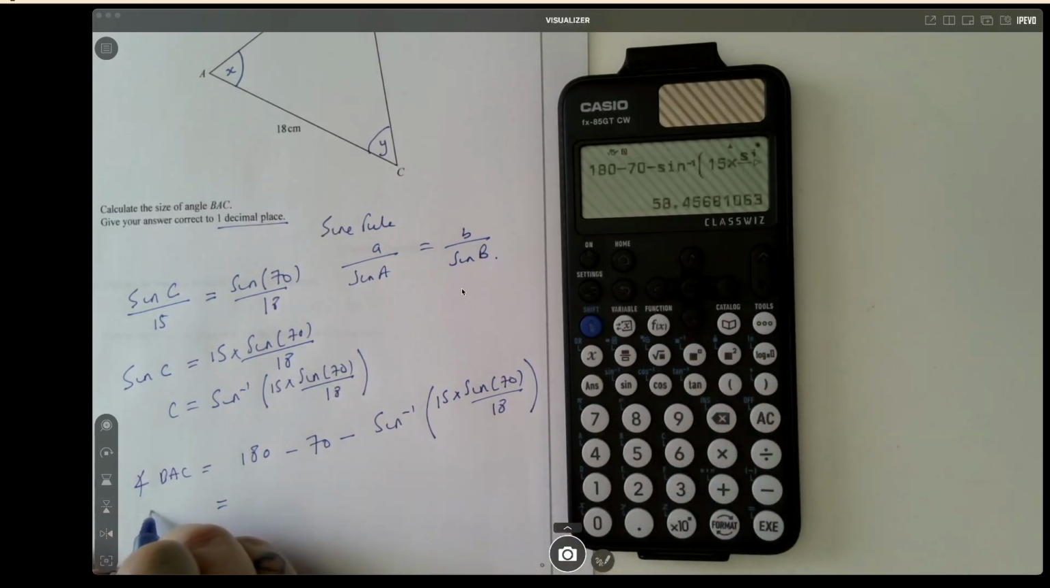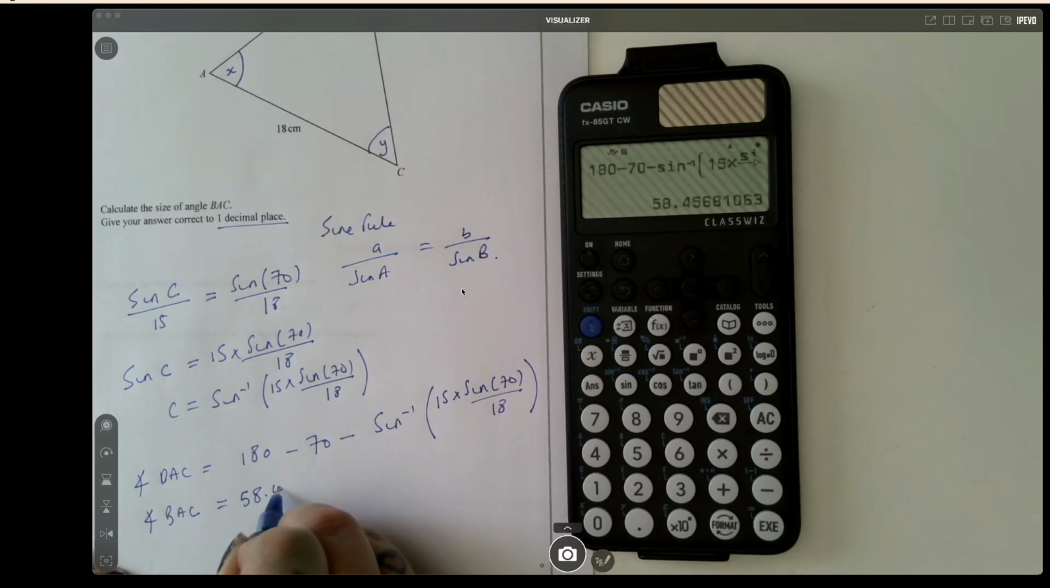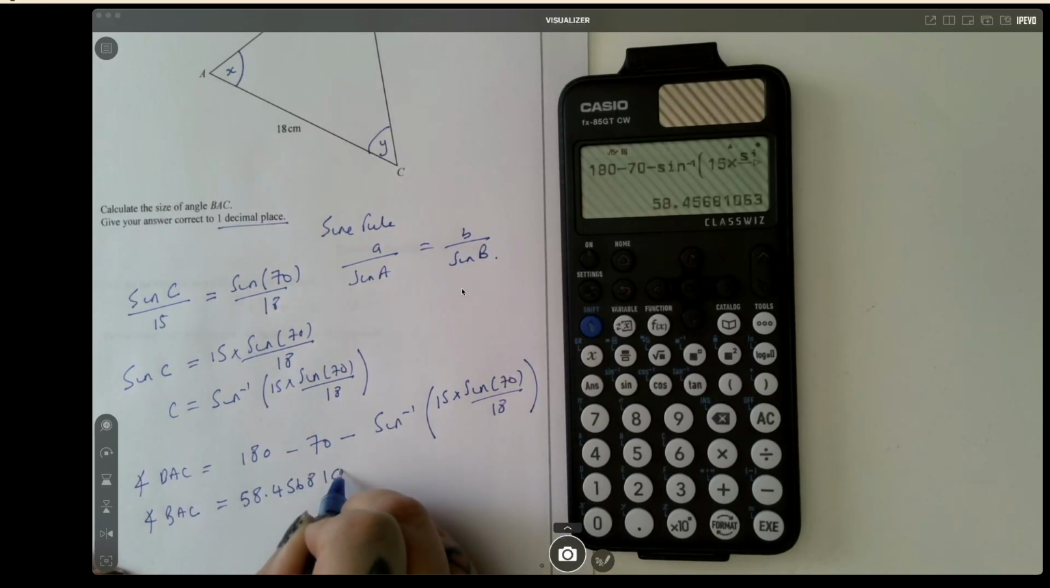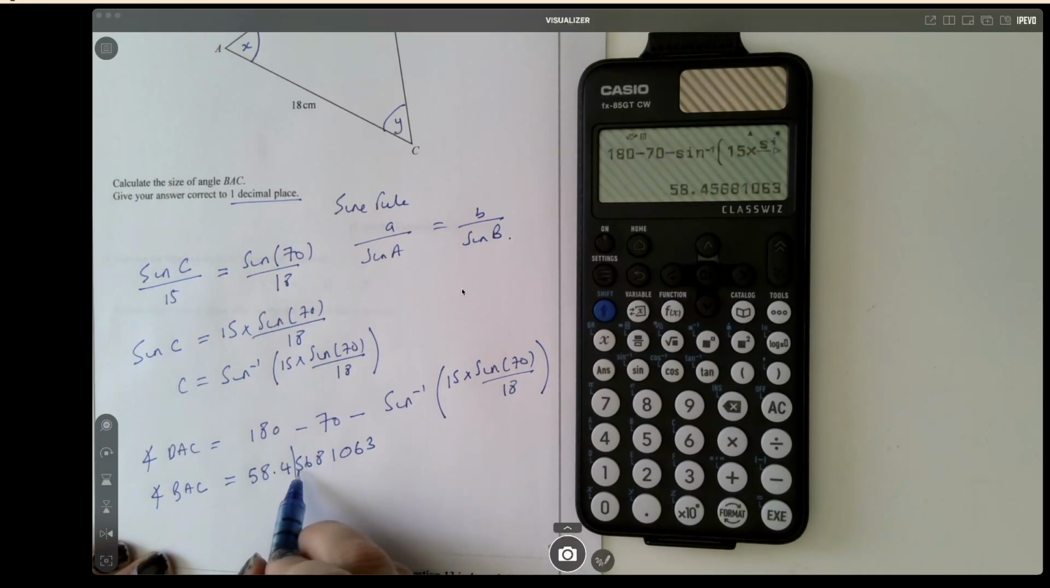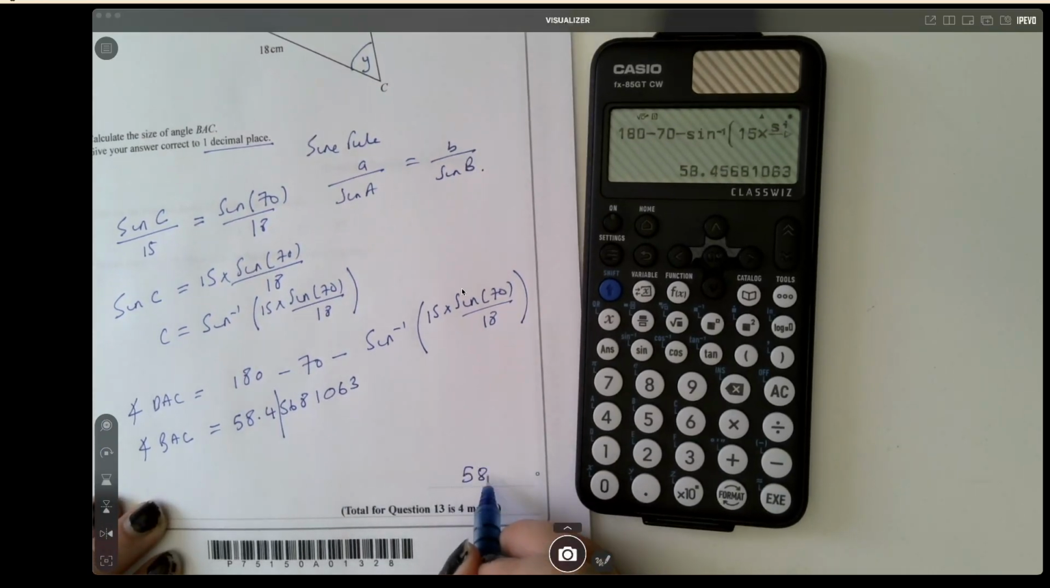So that tells us that angle BAC is 58.45681. We want one decimal place. That 5 is going to round the 4 up, so it's 58.5 degrees.